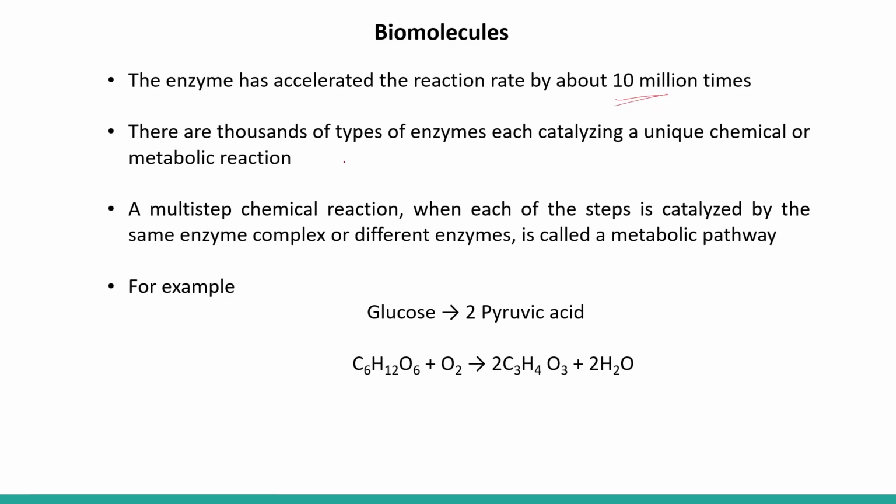There are thousands of types of enzymes, each catalyzing a unique chemical or metabolic reaction. There are a number of reactions going on in our body or in any other organism that are catalyzed by certain enzymes. A multi-step chemical reaction, where each step is catalyzed by the same enzyme complex or a different enzyme, is called a metabolic pathway. For example, glucose is changed to pyruvic acid. This is an example of the glycolysis process.